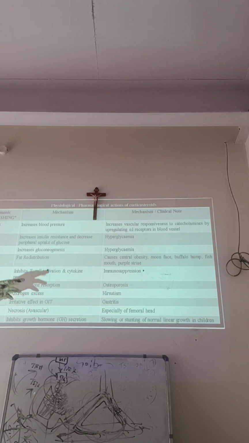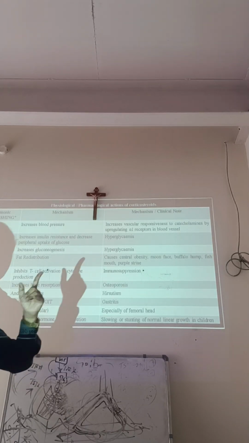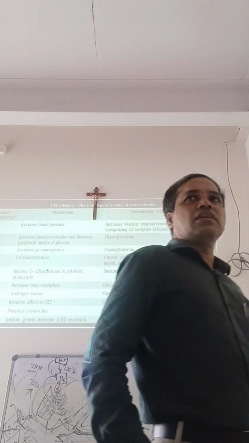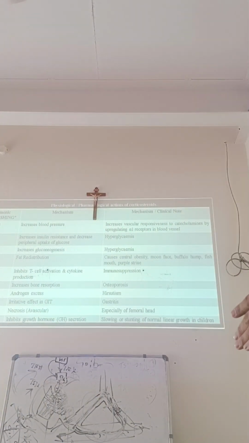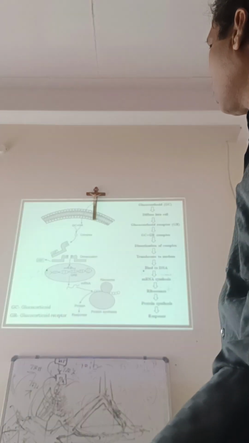Androgen excess may cause excess facial hair growth in females, even on the face. Irritant effects cause gastritis and avascular necrosis, especially of the femur bone, so that may get fractured. And glucocorticoids inhibit growth hormone. If you use this for a longer time in children less than 18 years, they may have stunted growth. So these are the pharmacological actions of glucocorticoid.